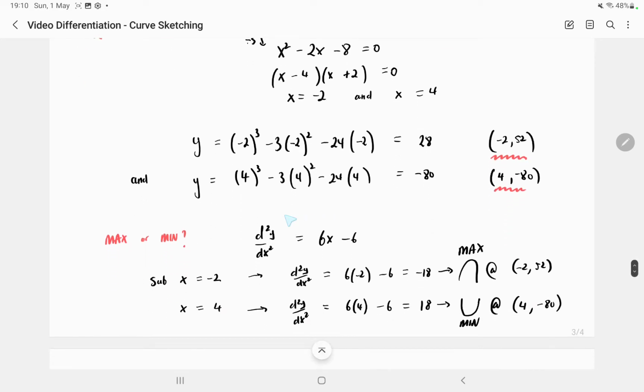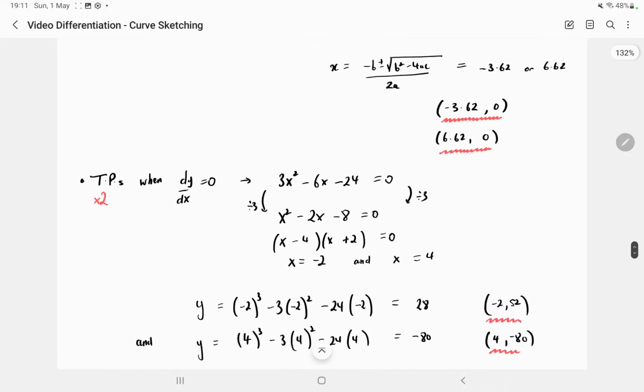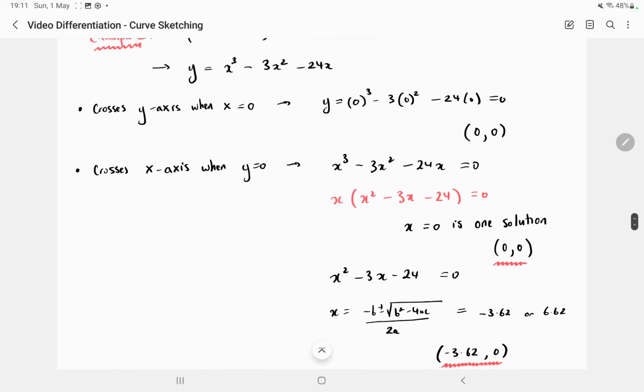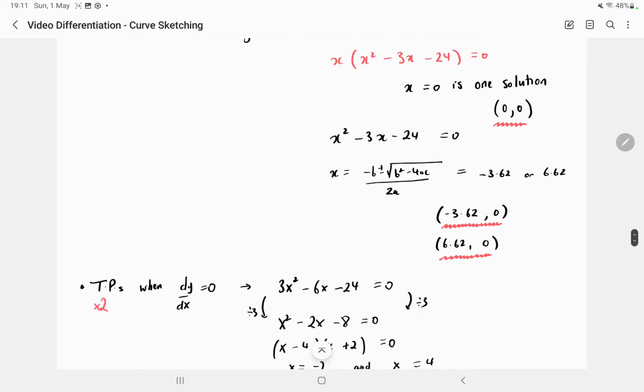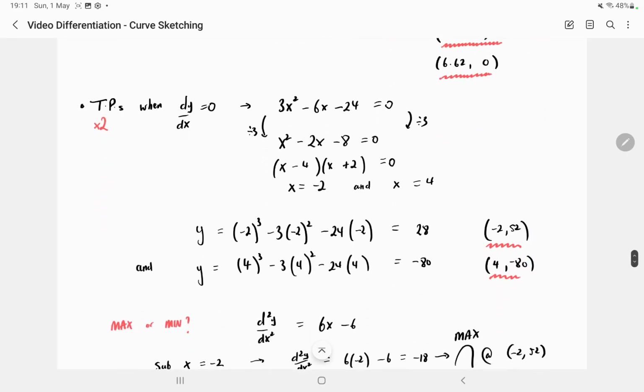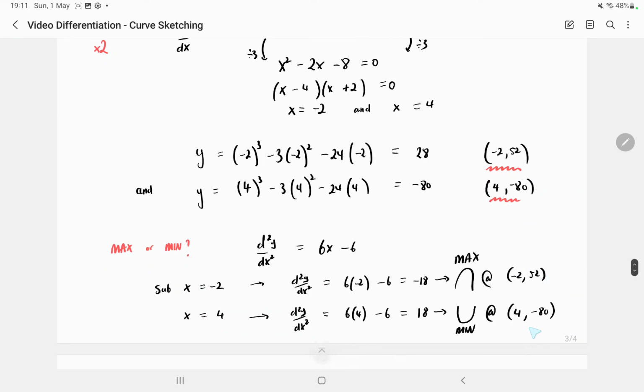So our second derivative, we're going to plug in our two x coordinates. So taking this coordinate, minus 2, 52, the x coordinate is minus 2, plug that into our second derivative gives a negative answer, which means that this is our maximum turning point. Plugging our x value of 4 into our second derivative gives a positive answer, which means that that is the minimum turning point. So our key points here: cuts the y-axis at 0, 0, cuts the x-axis 0, 0 obviously, and these 2 points, the turning points are here, where the maximum is minus 2, 52 and the minimum is 4, minus 80.